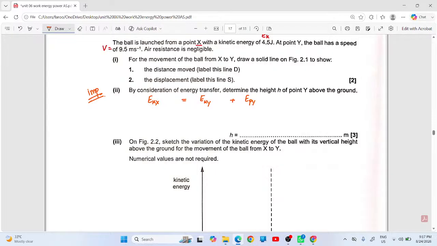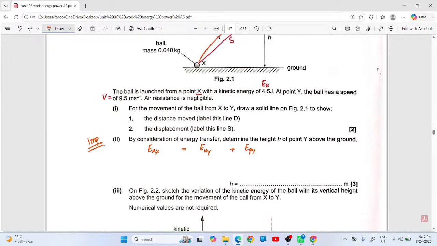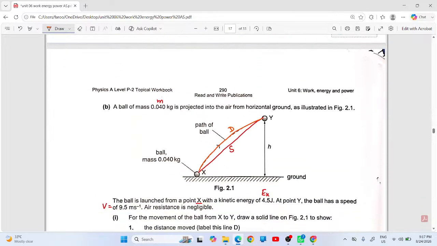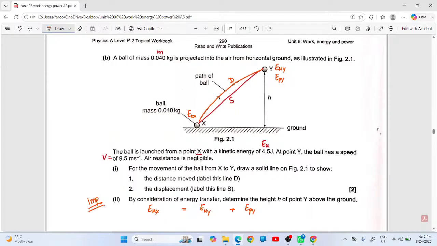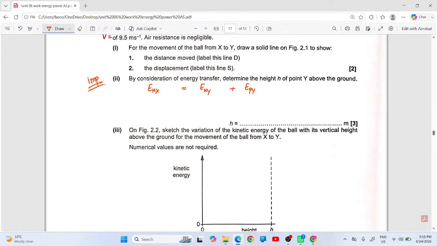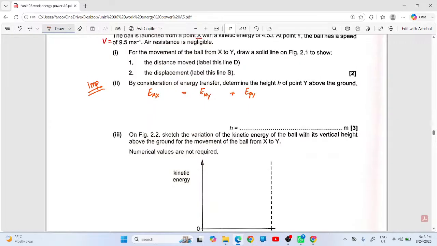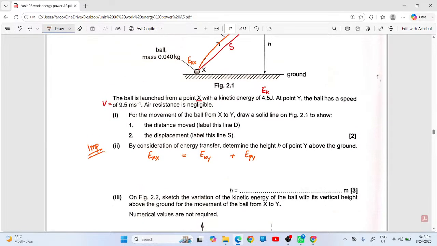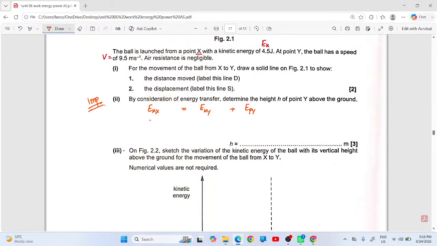Understand? At x they just have kinetic energy. Now at y they have kinetic energy, and also they have potential energy at y. Okay. Next, what is the value of kinetic energy at x? 4.5 is the kinetic energy at x.